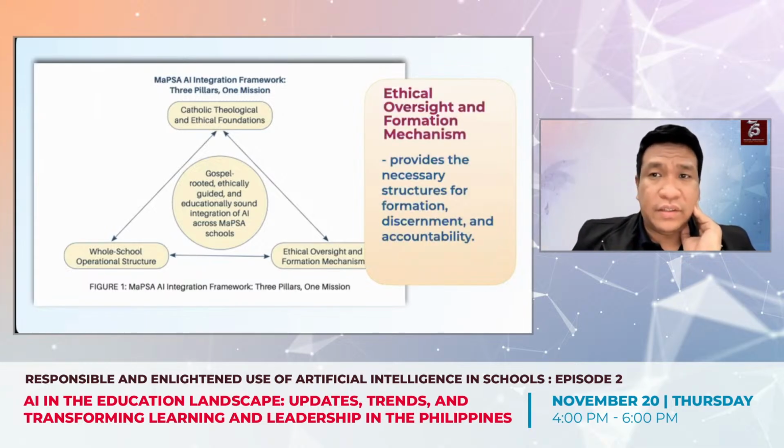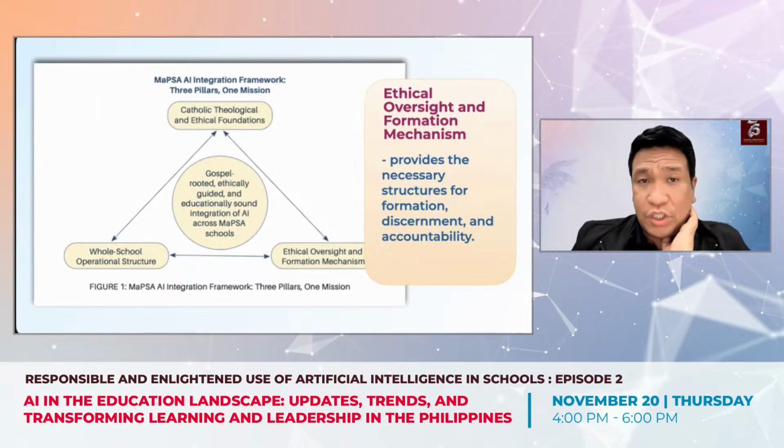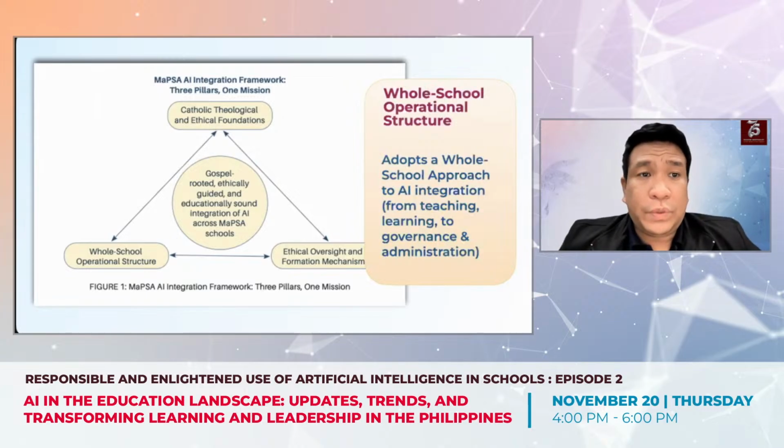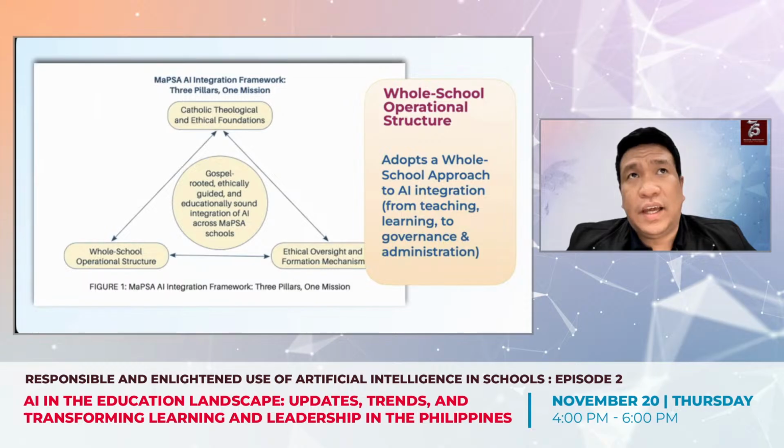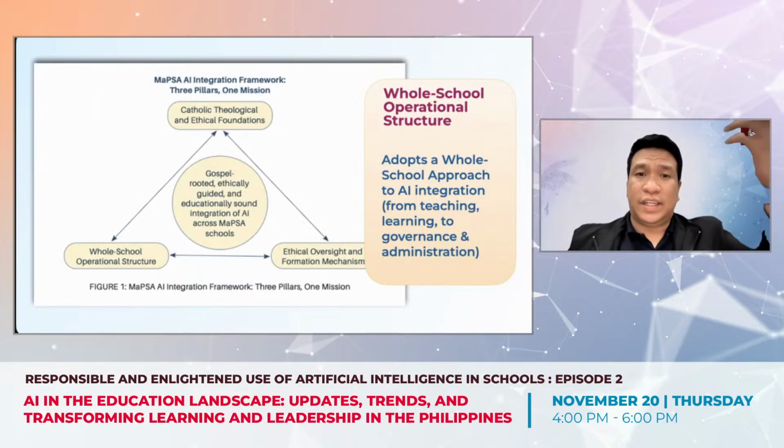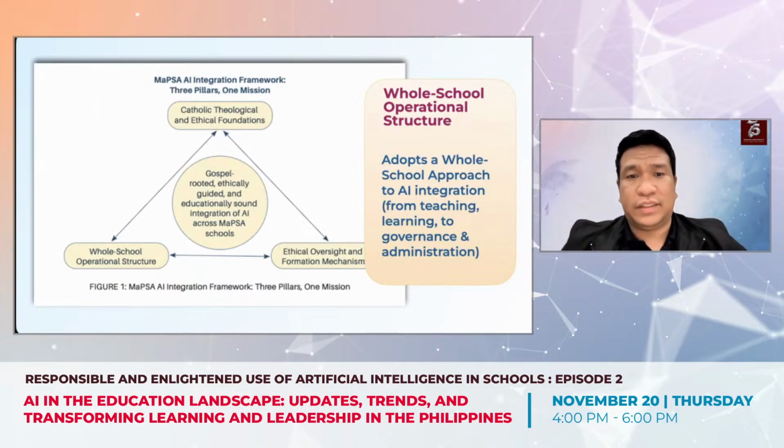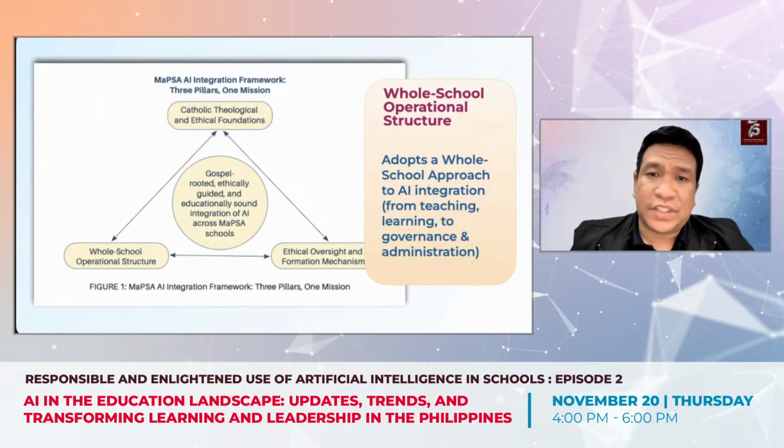The other pillar is called ethical oversight and formation mechanism. What does it mean? It provides the necessary structure for formation or training, formation for students, learning for students, training for teachers and school leaders, discernment, the ability to choose when we will use AI or not, and even accountability. And then, of course, whole school operational structure, which means that when we use AI, hindi lang siya parang teaching and learning. The use of AI is actually that we use AI for governance, for administration, and of course, even outside the academic learning, student services like guidance and all those kinds of things.